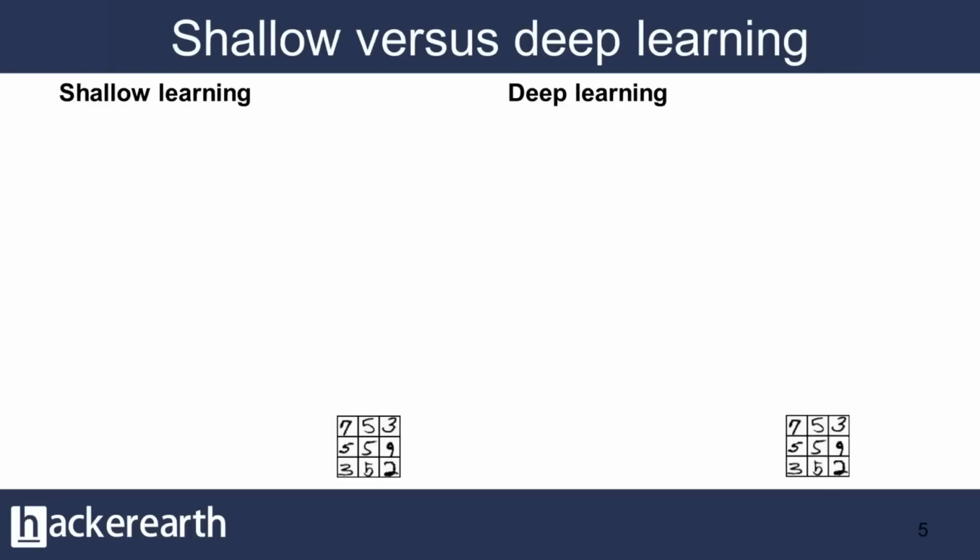So first, I want to introduce shallow versus deep learning. Why deep learning is becoming the de facto way of doing machine learning. So let's say we have a problem in which we want to classify digits. We have images of digits, handwritten digits, and we want to classify them.